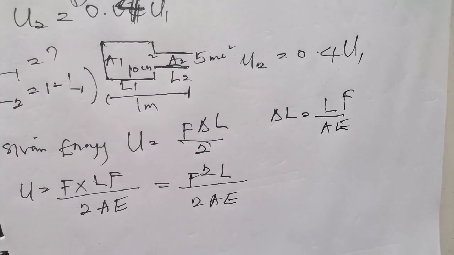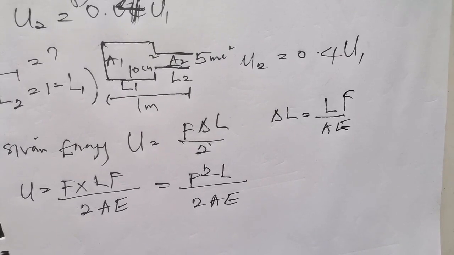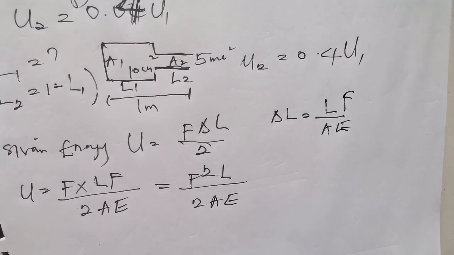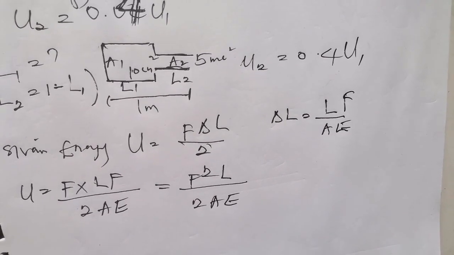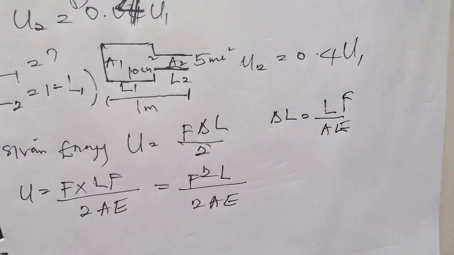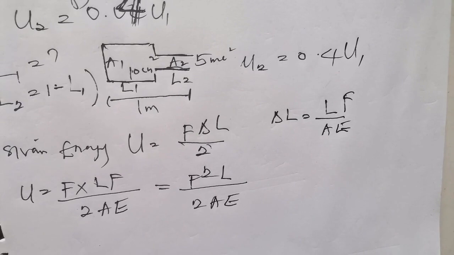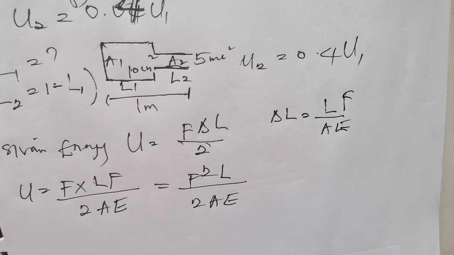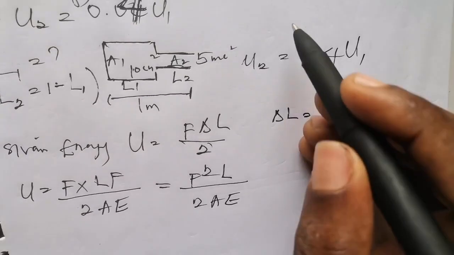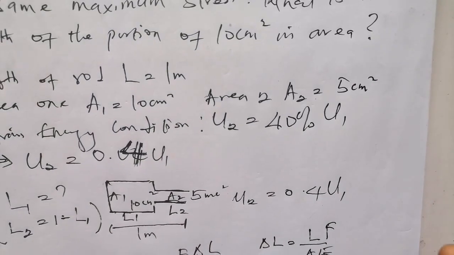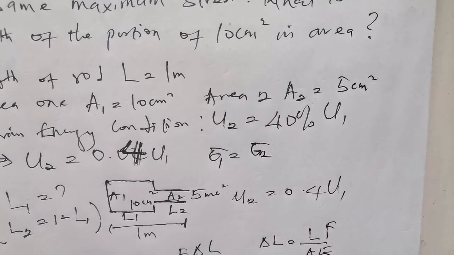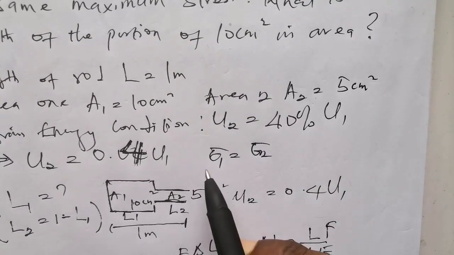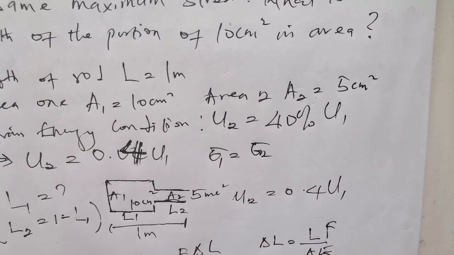Now, remember, in the question, it says the stress are the same. One of the conditions in the question says the stress are the same. Let me read through the question once again. So once more, the question says the strain energy for the step bar is 40% of that of a bar 10 centimeters squared in area, 1 meter long, under the same maximum stress. So under the same maximum stress simply implies that stress 1, sigma 1, is equal to stress 2, sigma 2, since we have two portions of the bar. So the first stress is equal to the second stress, keeping that condition in mind.